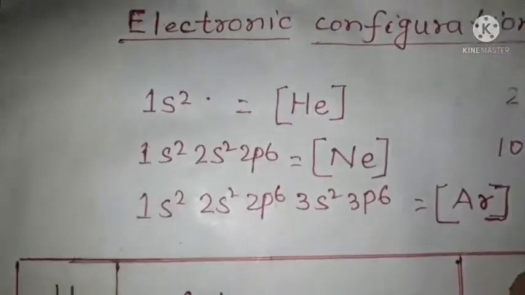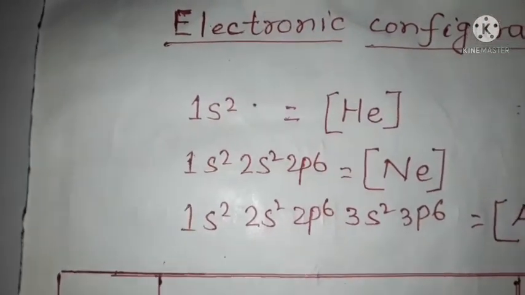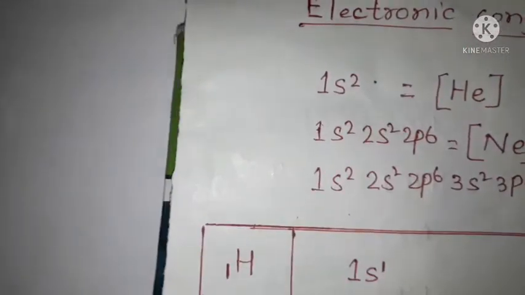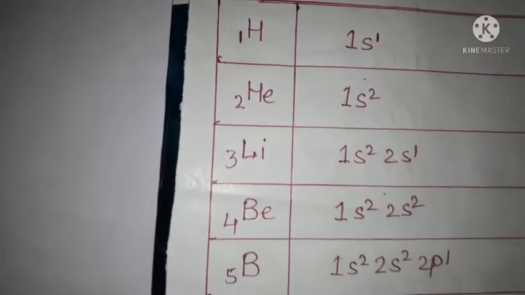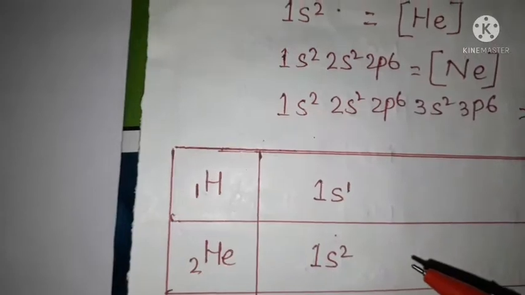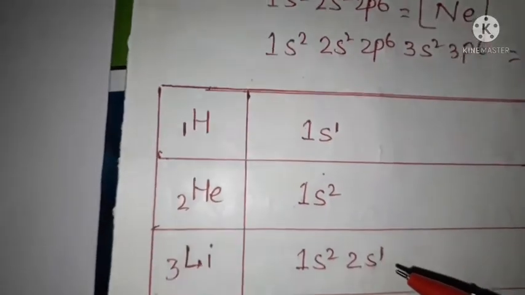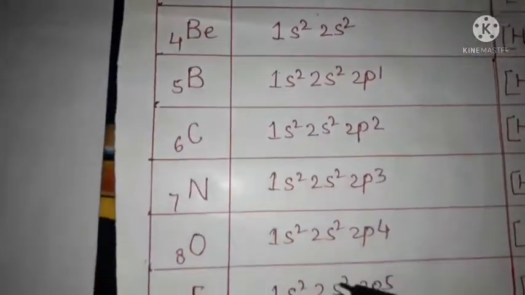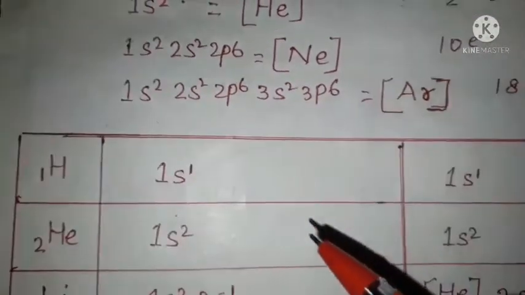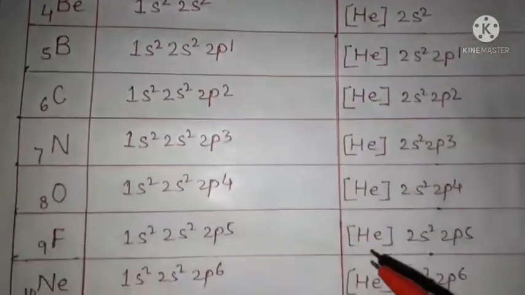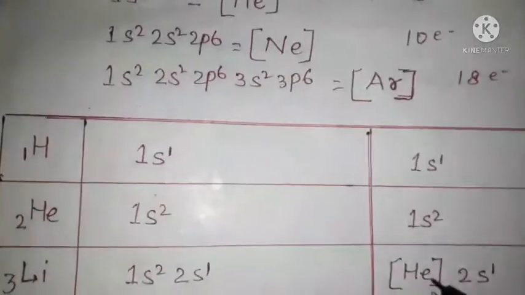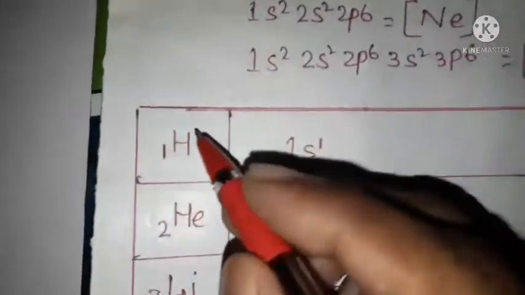Now we see that here some elements are given in which its electronic configuration is also written and its short form is also given here. How to write in short form in very short time.